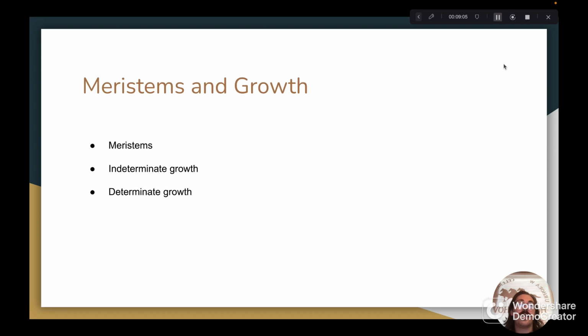And lateral meristems, examples of which are the vascular and cork cambiums, are meristems that facilitate secondary growth, which is growth in thickness or girth.